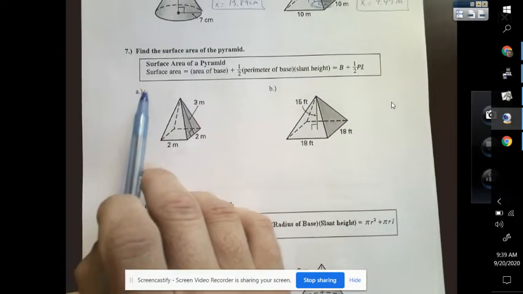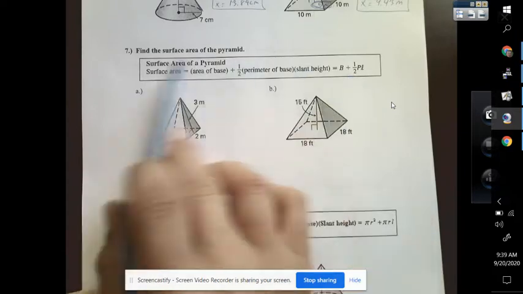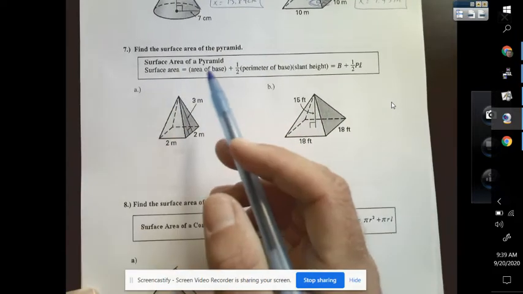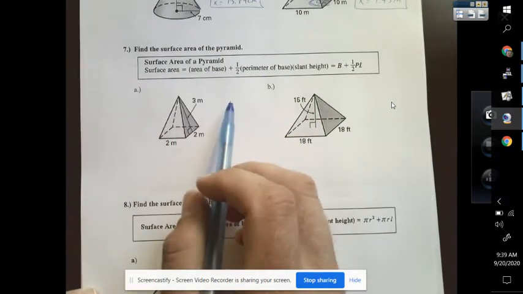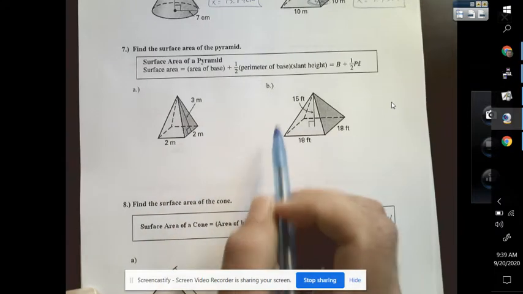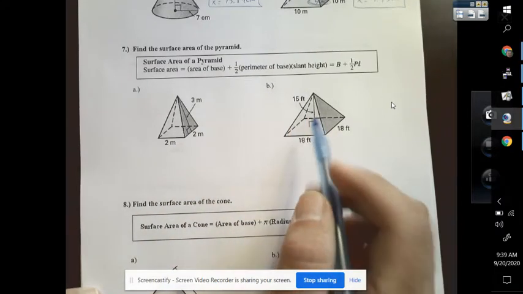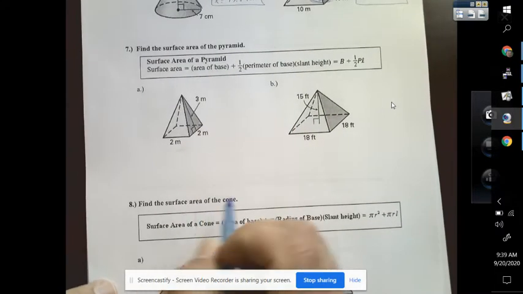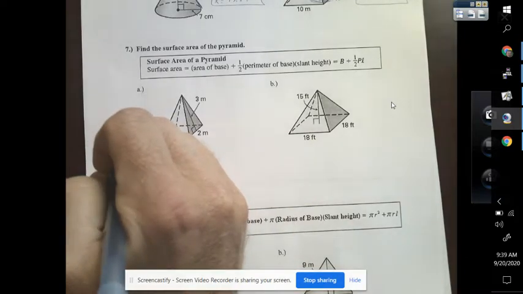The surface area of a pyramid. Again, these formulas will be provided for you. You just have to know how to use them. The area of the base plus 1/2 perimeter of base times slant height. So the first one, we get a little bit lucky.